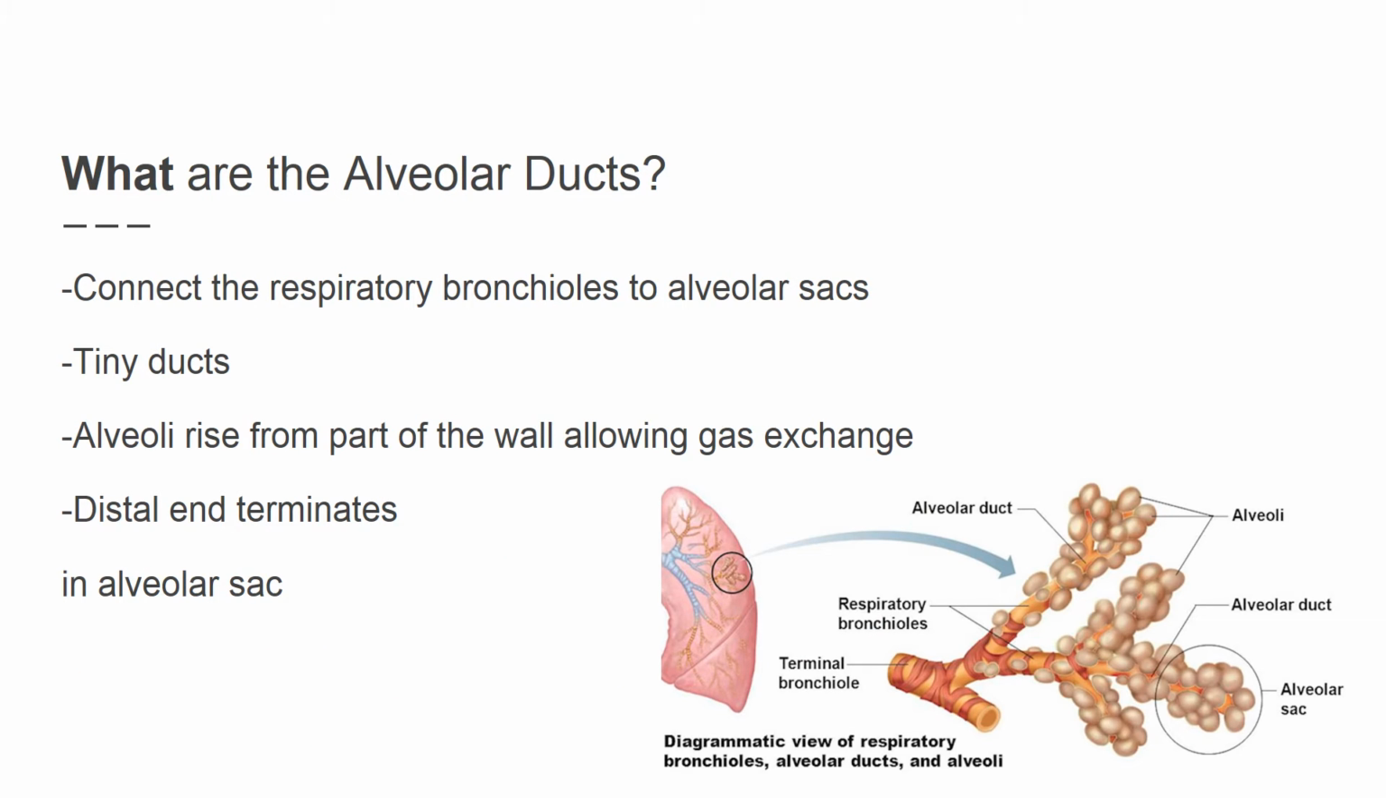Alveolar ducts connect the respiratory bronchioles to alveolar sacs. These tiny ducts have alveoli that rise from part of the wall, and the distal end terminates in the alveolar sacs. This allows for gas exchange.